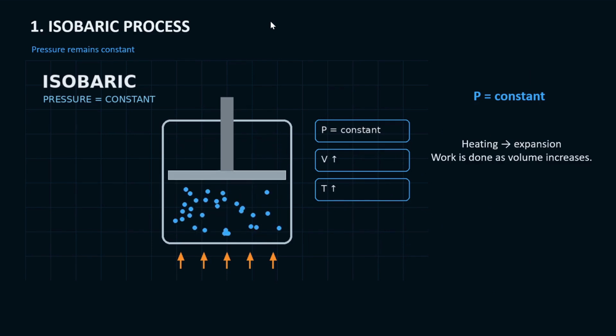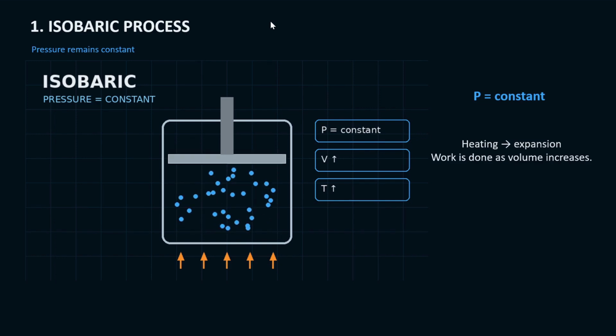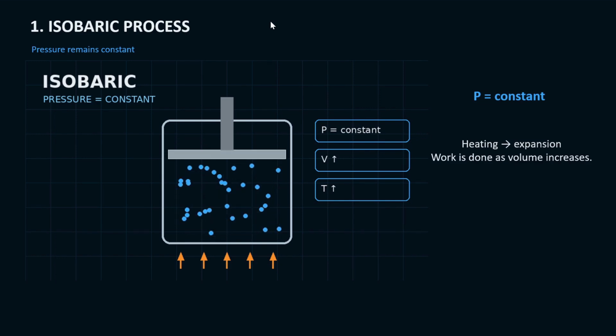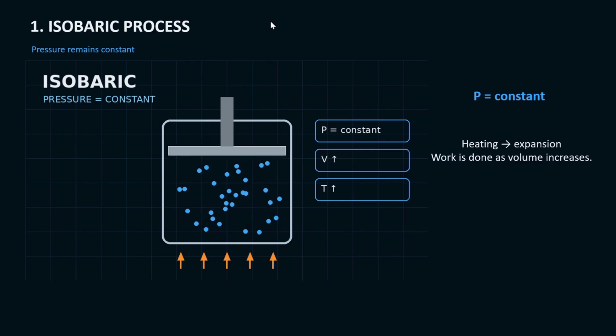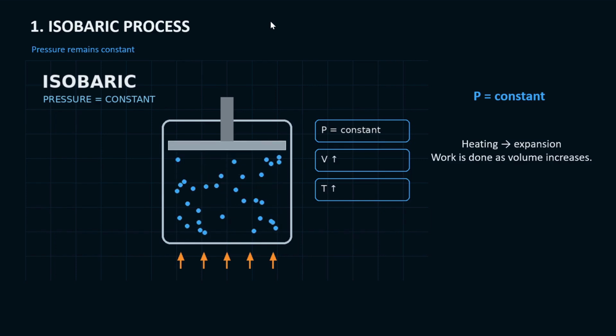First, we have the isobaric process. The word isobaric means the pressure remains constant throughout the process. Here, heat is supplied to the gas inside the cylinder. As the gas receives heat, it expands and pushes the piston upwards. During this process, the volume and temperature change but pressure remains constant.